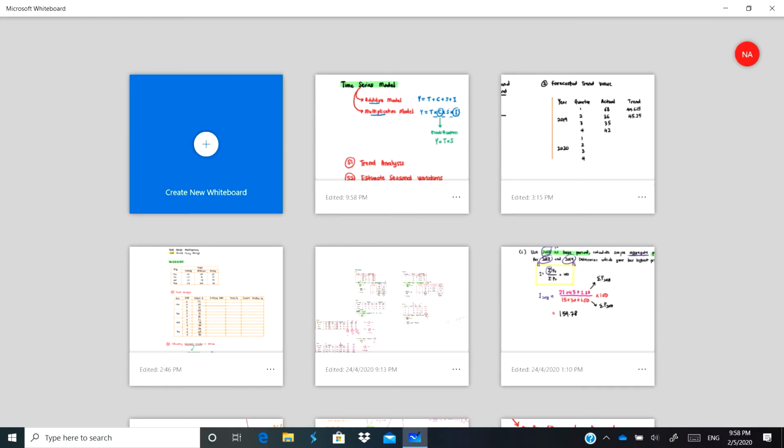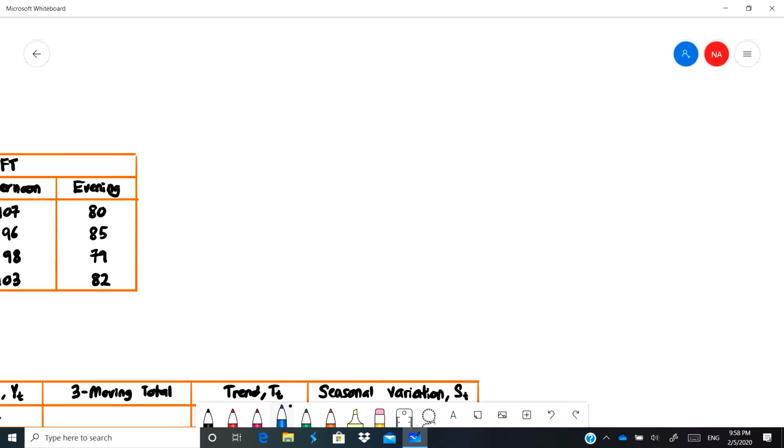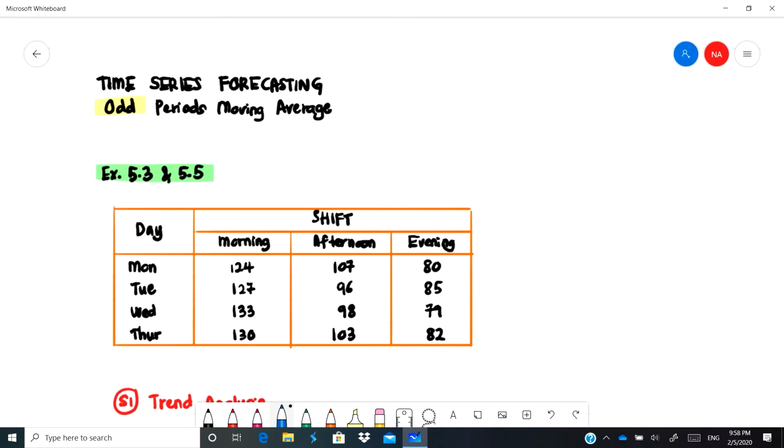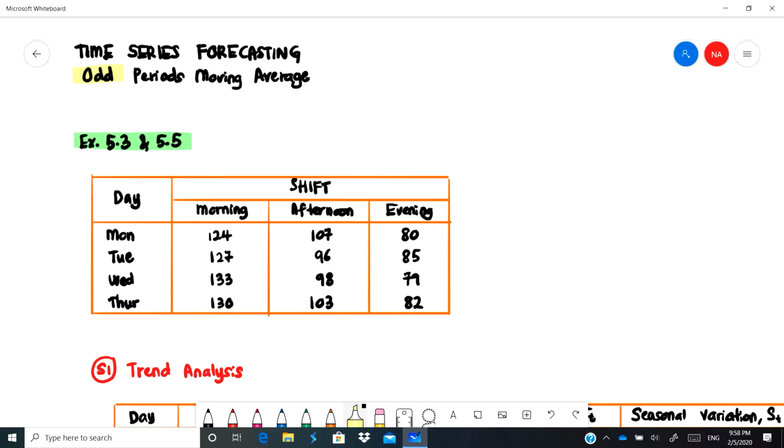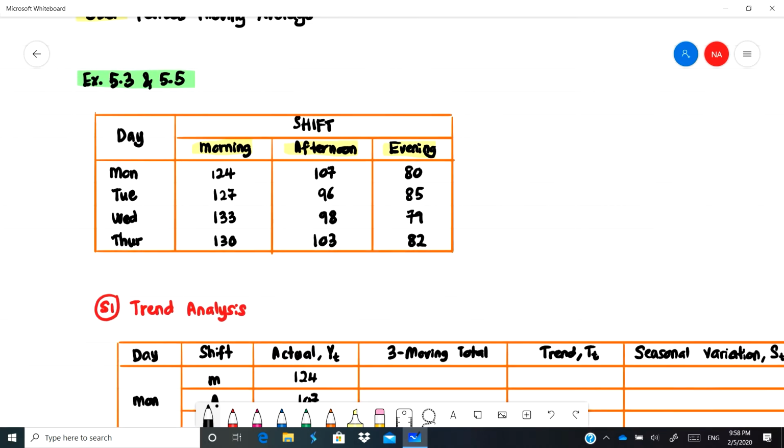We have example 5.3. In this time series forecasting, we are focusing on the odd period moving average. Odd period means that in this case we have morning, afternoon, and evening. So there are 3. If it is 4, it will be even periods. In this case, we have this set of data.